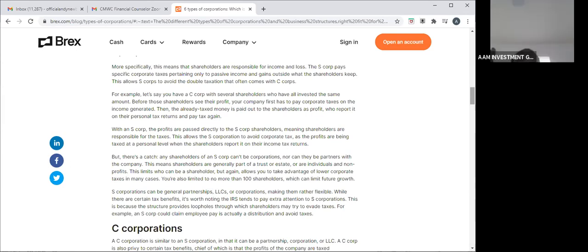All right, so now we're talking about protection and the S-Corp and the catches, right? In that catch also, this limits who can be a shareholder. That's what we just talked about. And it allows you to take advantage of the lower corporate tax brackets in many cases. The other thing, you're also limited to no more than 100 shareholders.